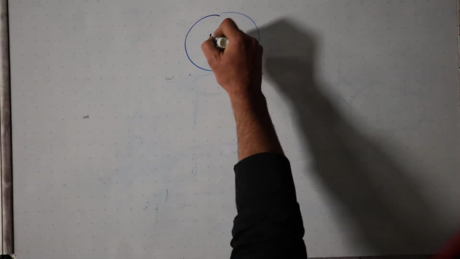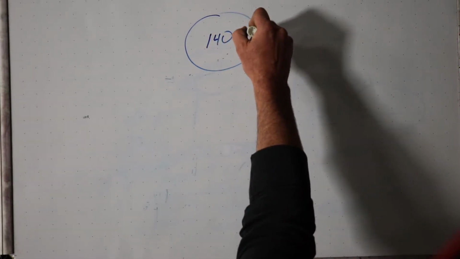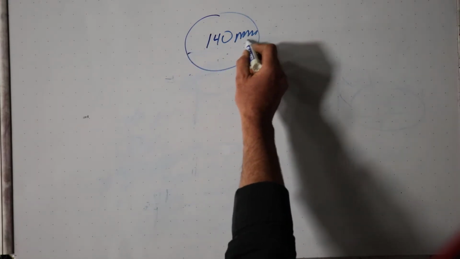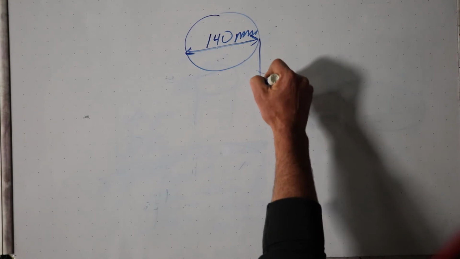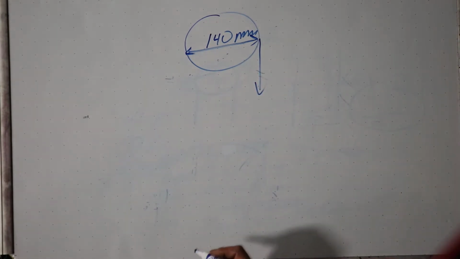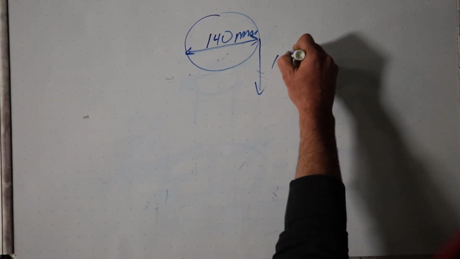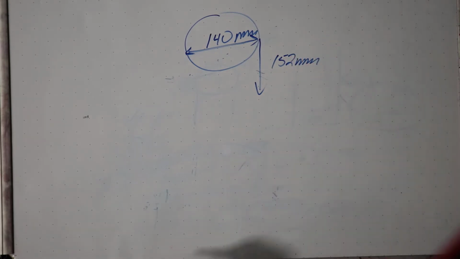Whoop, there's the bore. The bore of this engine is 140 millimeters. So that's a diameter. Bore is diameter. The stroke of this engine, how far the piston travels, is 152 millimeters.